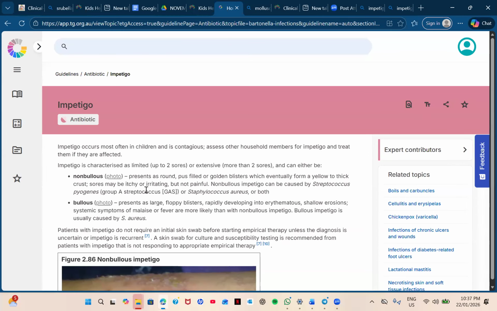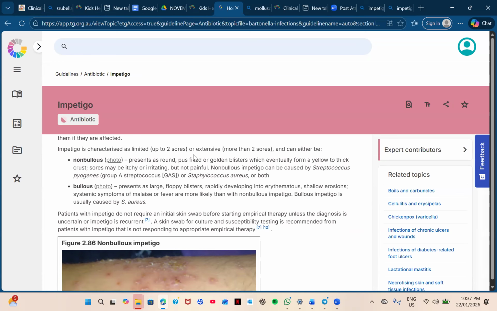This is non-bullous. Remember here: round pus-filled or golden blisters, which eventually form a yellow to thick crust. Sores may be itchy or irritating but not painful. It can be discomforting. Non-bullous impetigo can be caused by Streptococcus pyogenes, group A Streptococcus, or Staphylococcus aureus, or both. These are the causative organisms.